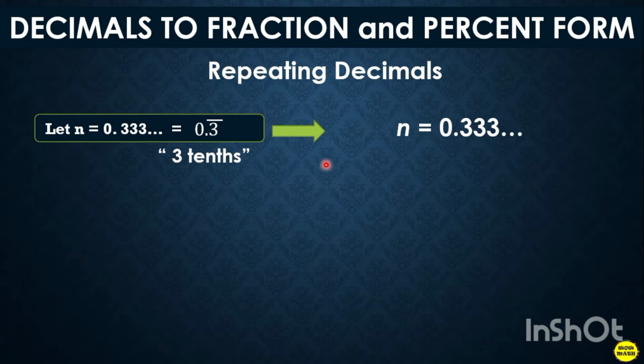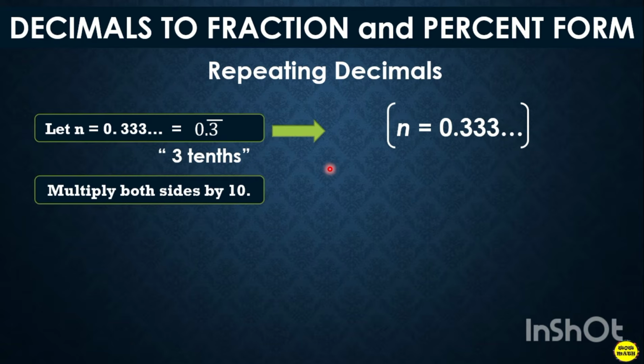So ibig sabihin, ang gagawin po natin, bakit importante po ito? Bakit kailangan po nating malaman to? Kasi dun po natin siya i-multiply. So, since 3/10 po ito, multiply both sides by 10. Okay? So, we now have 10 times n, that is 10n.